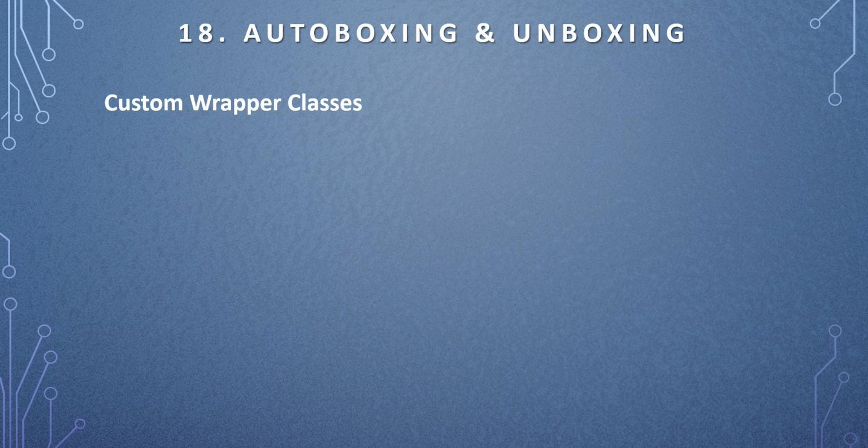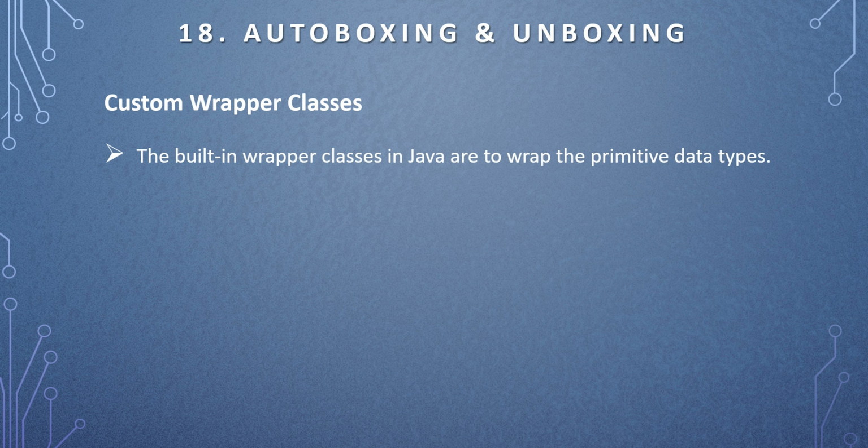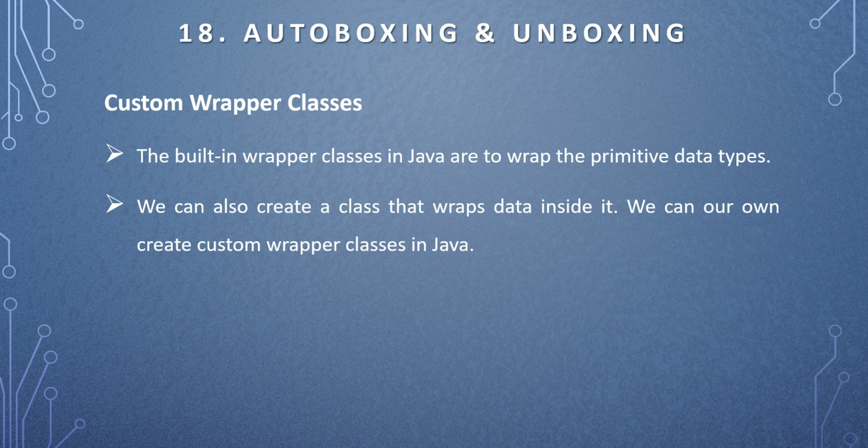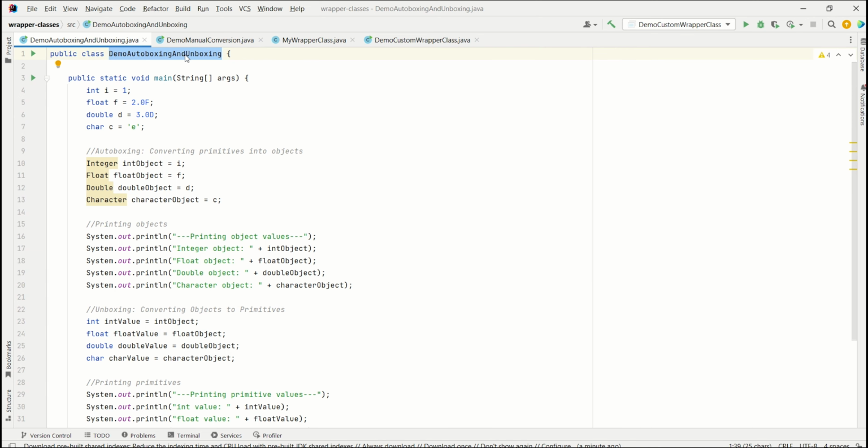Custom wrapper classes. The built-in wrapper classes in Java are to wrap the primitive data types. We can also create a class which wraps data inside it. We can create our own wrapper classes in Java. Custom wrapper class usage can be found mainly in certain structures like queues, stacks, etc. Let's look at some examples to understand in detail.